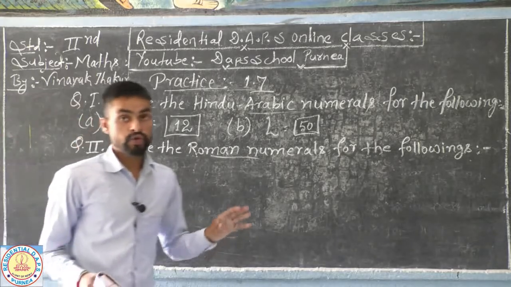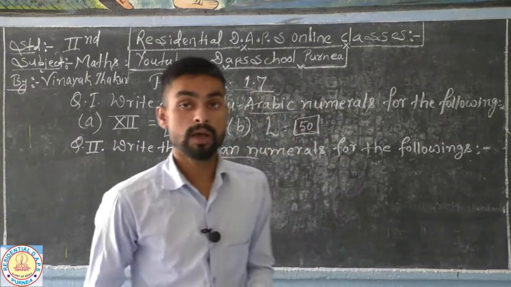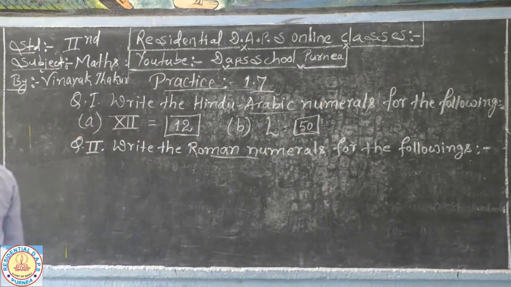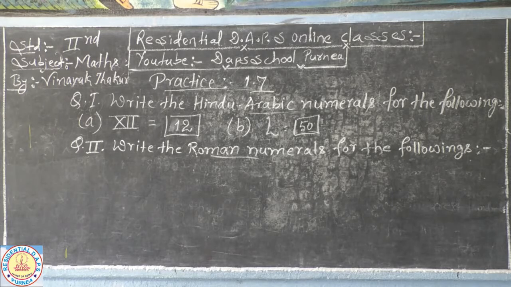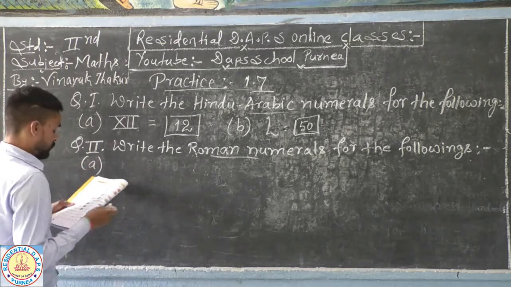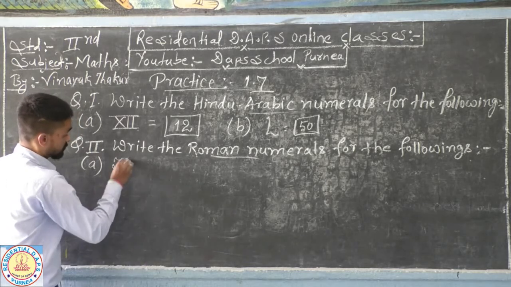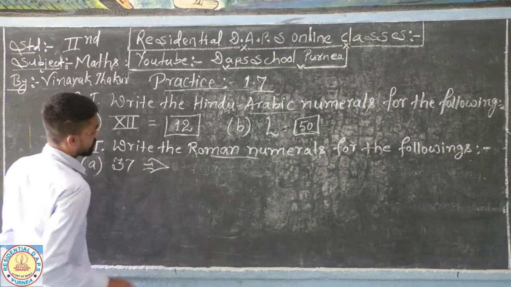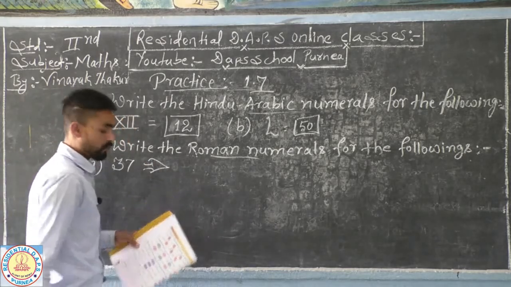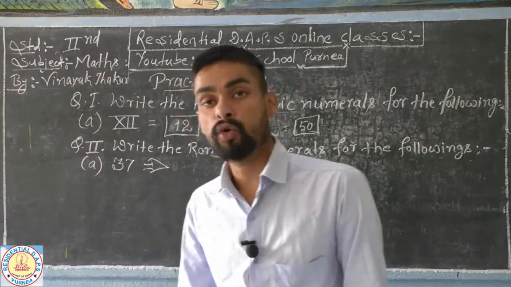So guys, in your question number 2, you have to just write the Roman numerals of these numbers, and you also know how to write the Roman numerals of any given Hindu Arabic numerals. In your first question, 37 is given. 37 is very easy for me, but I'm going to write it in the Roman numeral way. So how can we write 37 in Roman numerals?